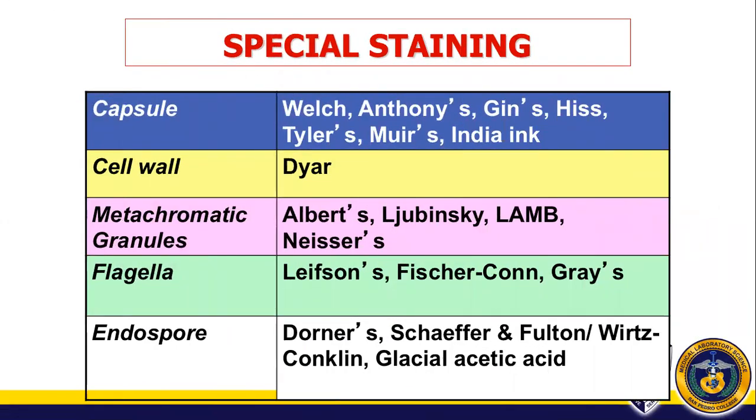These are examples of special staining methods. For the capsule, you have Welch, Anthony's, Gins, Hiss, Tyler's, Muir's, India ink. For cell wall, you have Dyer stains. For metachromatic granules, you can use Albert's, Lubinsky, Lamb, Neisser's. For flagella, you can use Leifson's, Fisher-Conn, and Gray's. And for endospore, you can use Dorner's, Schaeffer-Fulton, Wirtz-Conklin, and the glacial acetic acid.